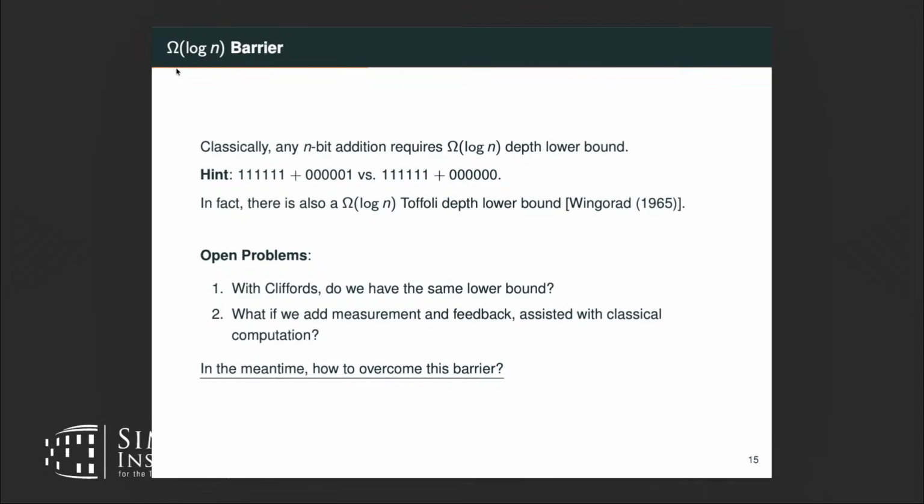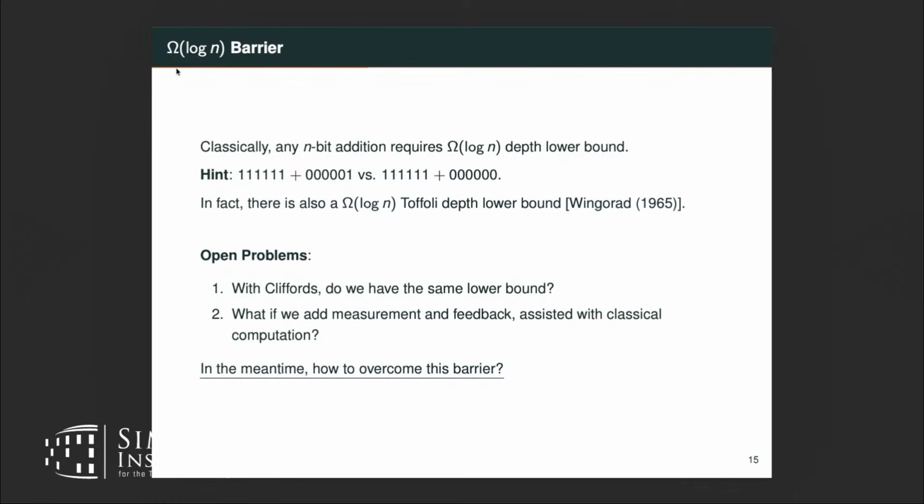So it's very natural to think about whether you can do better than log n. And you can quickly convince yourself that this is not possible. For example, if you consider these two different additions, flipping a single bit flips every single other bit. And therefore you can think that there should be some kind of light cone argument that there should be at least a log n lower bound. In fact, you can do a little better and show that there's a log n Toffoli depth lower bound. And there's just no way around this.